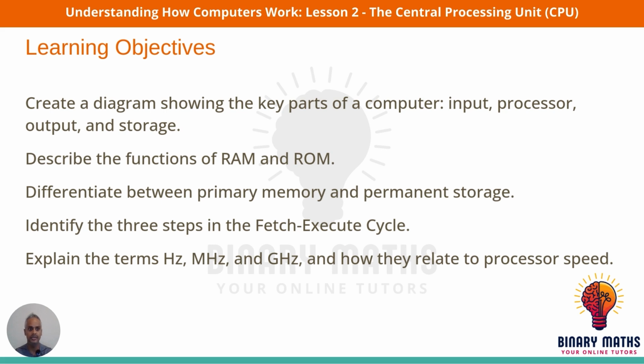Our first goal is to understand the main parts of a computer. We'll understand how to draw a block diagram that includes the input, processor, output, and storage. We'll also explain the roles of RAM and ROM. We will be distinguishing between the main memory and permanent storage, and learn about the fetch execute cycle. Finally, we'll define hertz, megahertz, and gigahertz, and see how they relate to the processor speed.